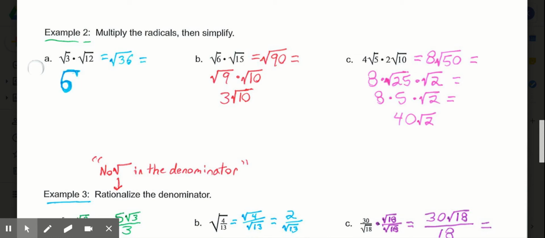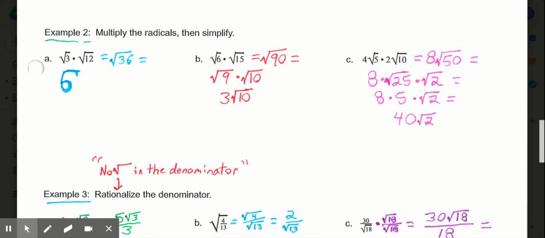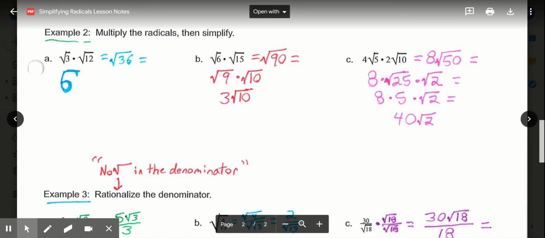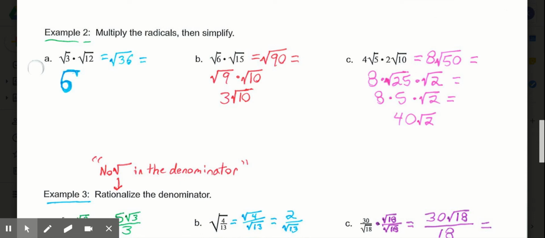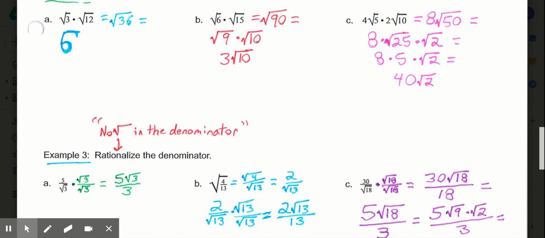And in C, 4 square roots of 5 times 2 square roots of 10. So what you want to do is the numbers out in front, 4 times 2 gives us 8. Square root of 5 times square root of 10 is the square root of 50. So then the square root of 50 can be divided into 25 times 2. So 8 times the square root of 25 times square root of 2 is 8 times 5 times square root of 2, or 40 square roots of 2.